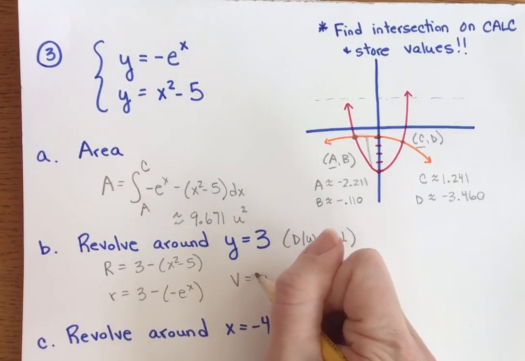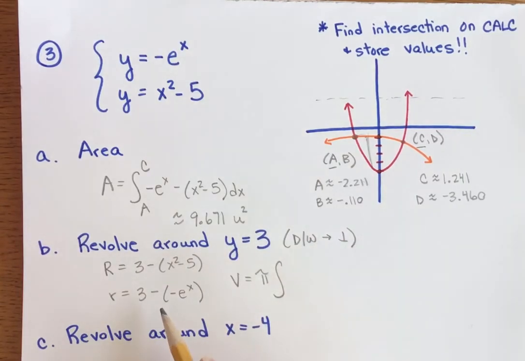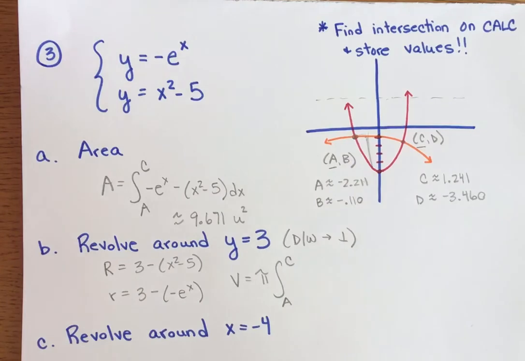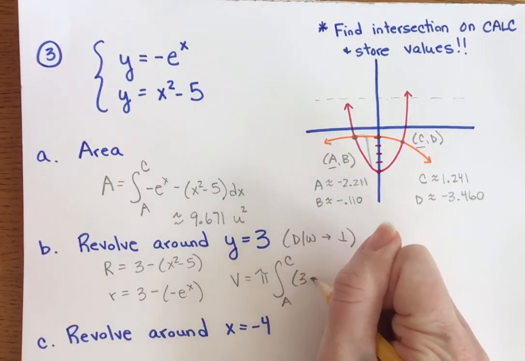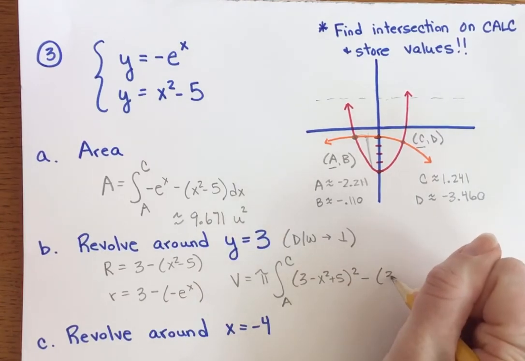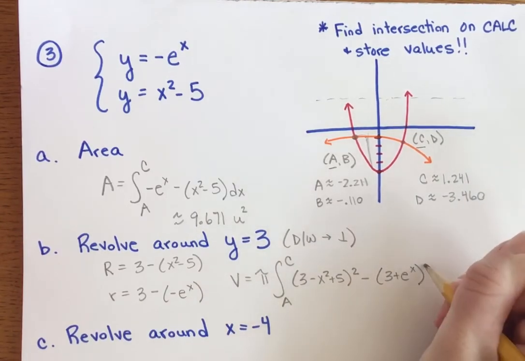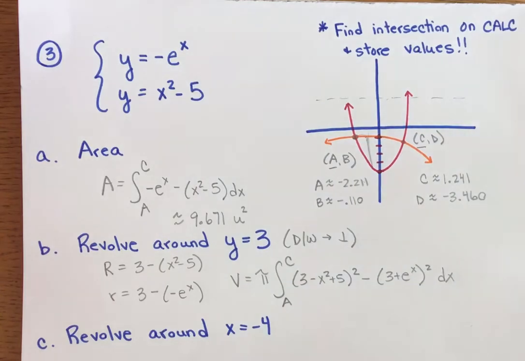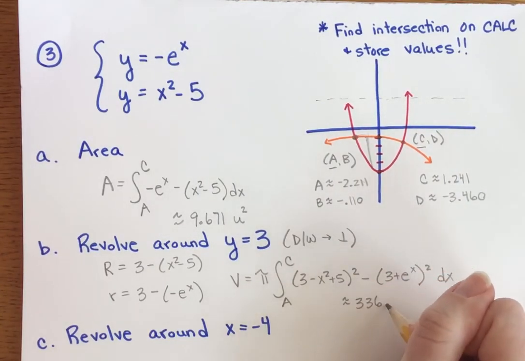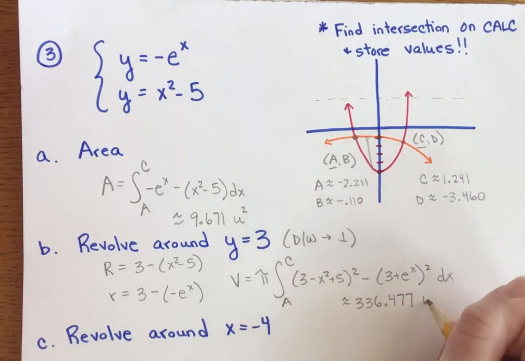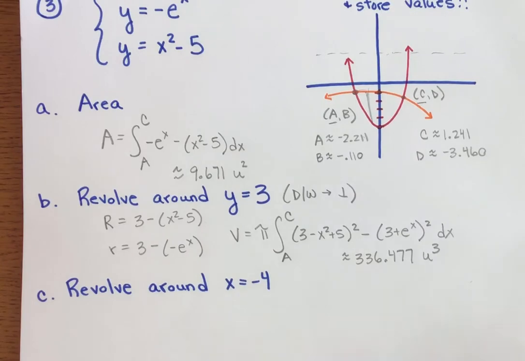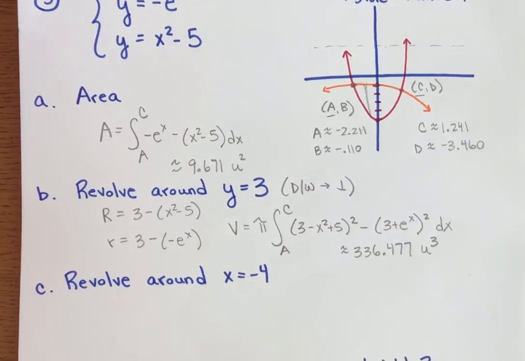You need a pi in front. You still have x values in your formula, so x on your integral from a to c. I have a big R squared minus a little r squared. You can simplify or not. Be careful with how you type it in. Make sure you know how to use those calculators. We get approximately 336.477 units cubed. Awesome.